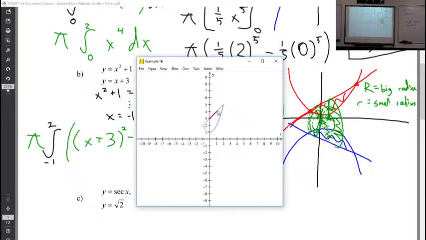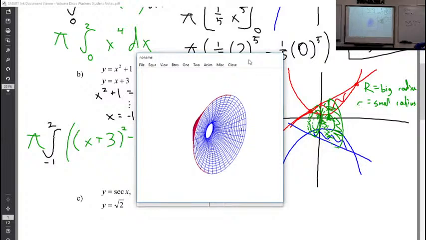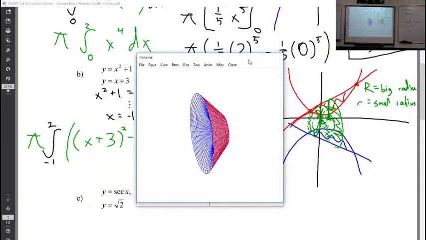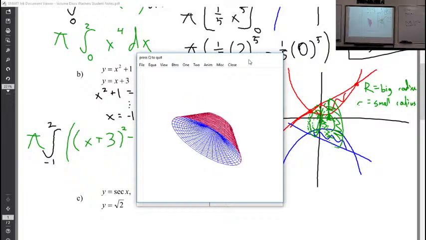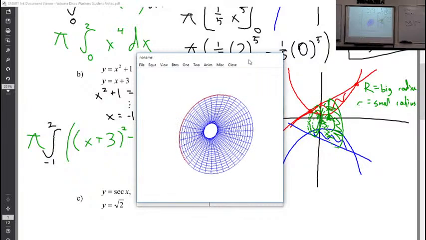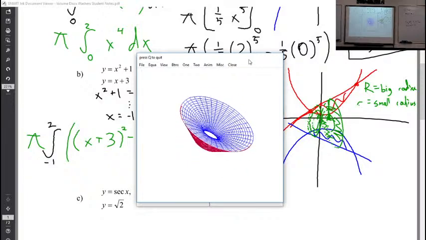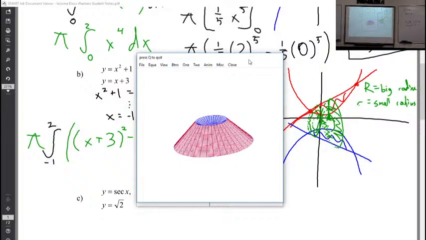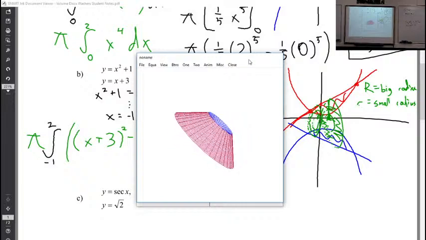So this is my two-dimensional surface, and it's being spun around. Here's what this looks like. So notice that on the inside here, it's hollow. Here's the two-dimensional region. There's the line, and then the parabola's there on the inside. That's why it was my little r. So it's like the top of a lamp. That's the thing we're finding the volume of.